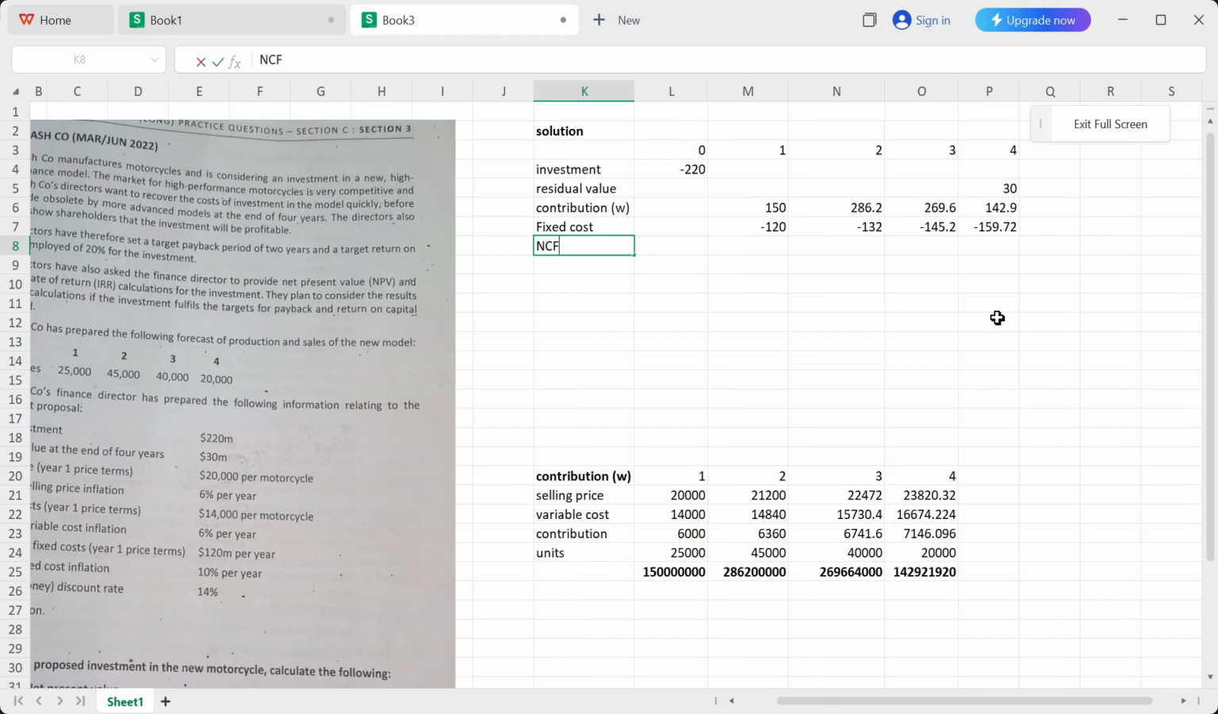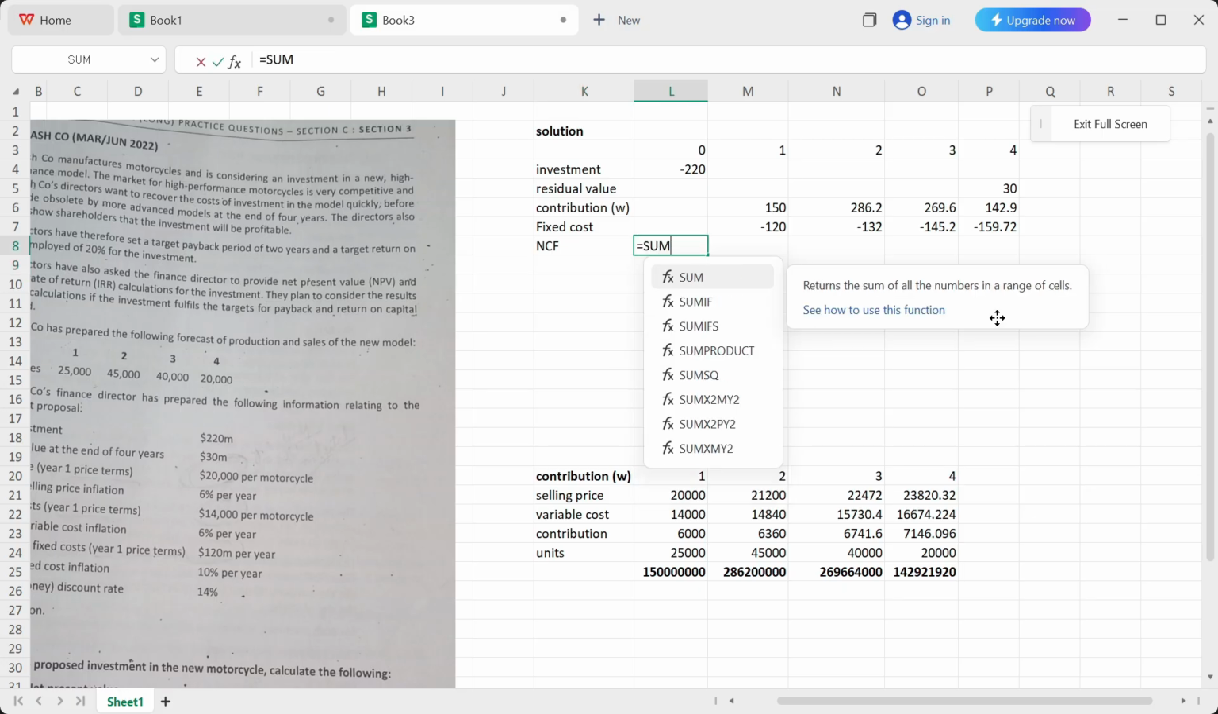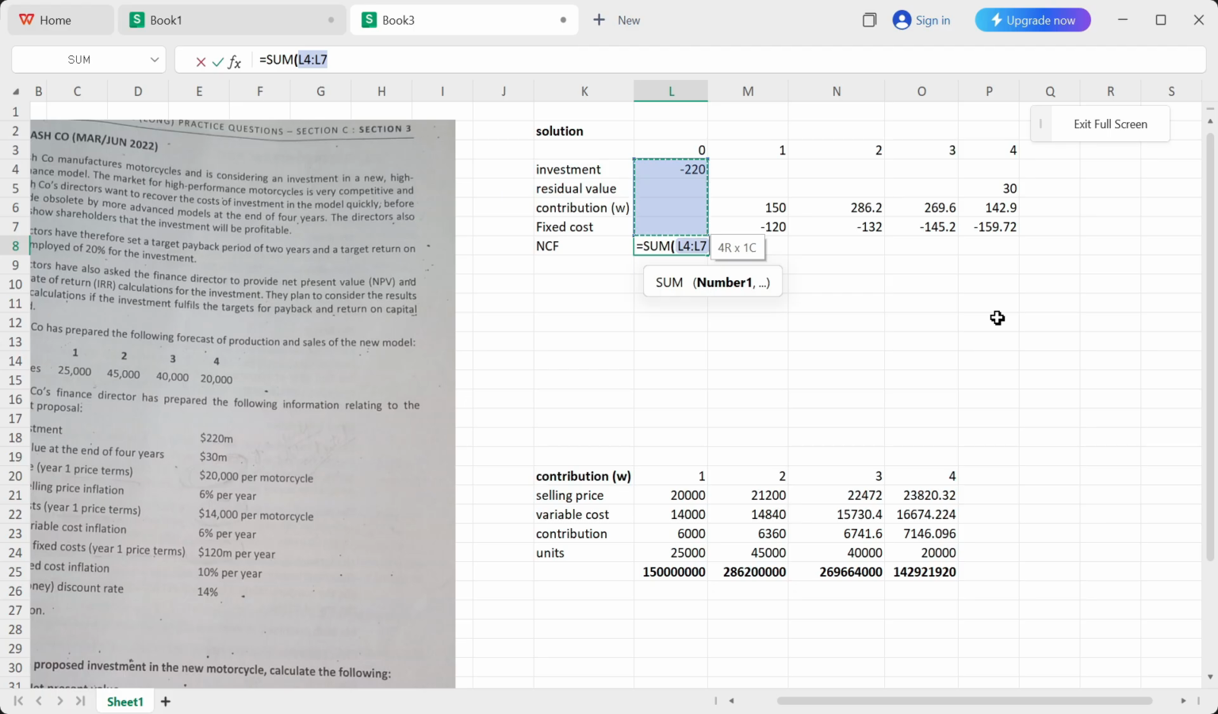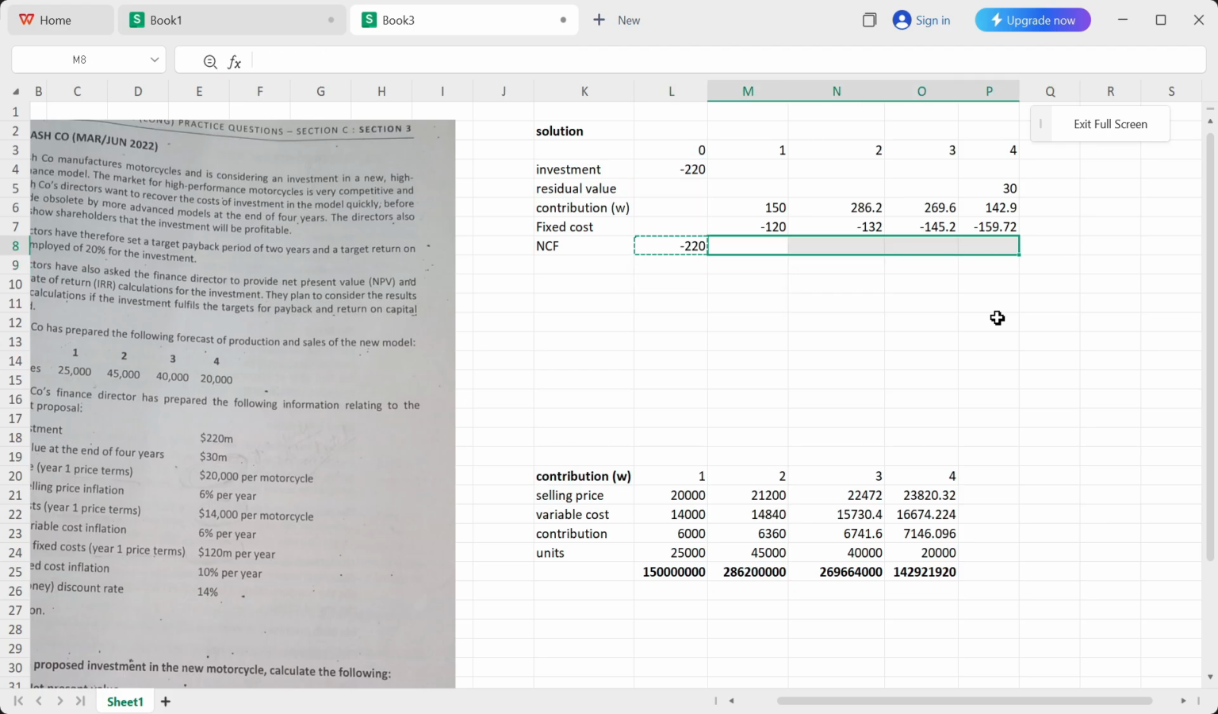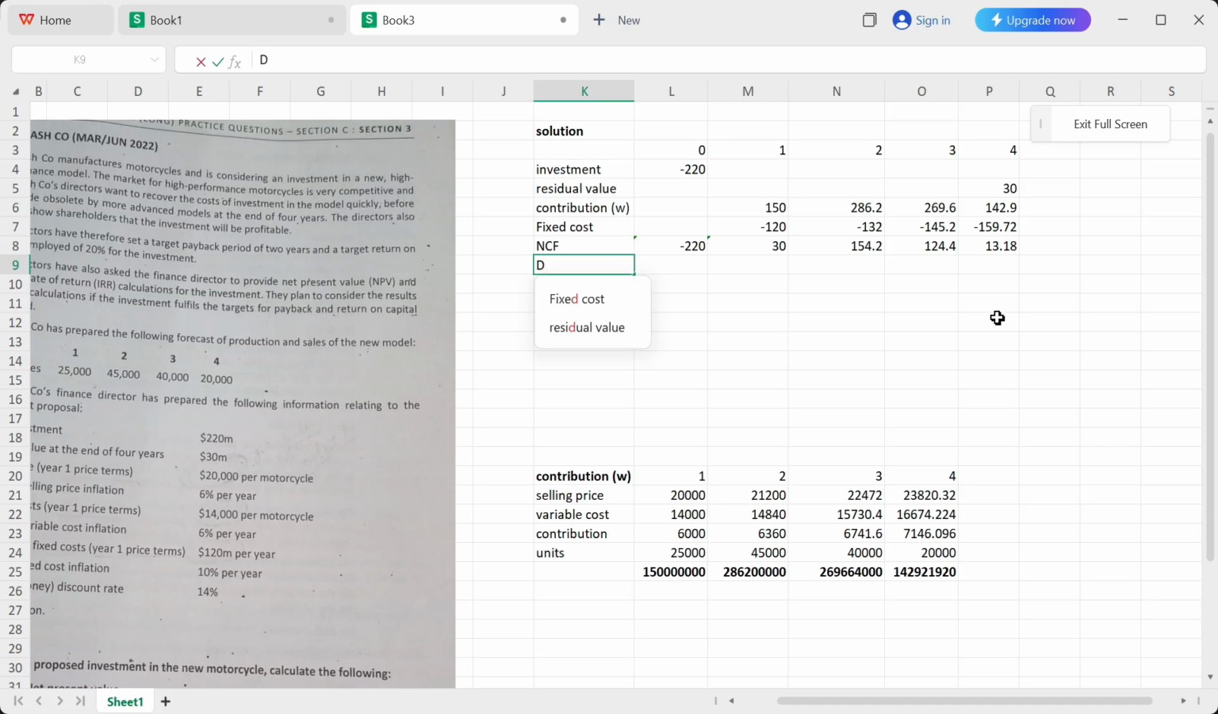Okay, so now we are going to calculate our net cash flows, and net cash flows can be calculated by taking the sum of all the cells, right? So I'm just going to press Control C, select all the remaining cells, and press Control V. In that way, I have my net cash flows, and we multiply them with their respective discount factors, which we will have to calculate. So there's a formula to calculate discount factor, which is 1 over 1 plus I to the power of n, right?